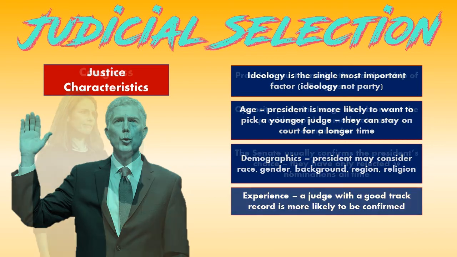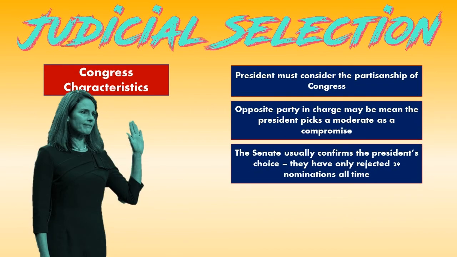Now, political parties do come into play a little bit, but not with the judges. Here, the president has to think about the partisan makeup of Congress. So if the president and the Senate are controlled by the same party, then the president's going to be able to pick almost whoever they want. But if the president is dealing with the opposite party in charge, then that's going to mean that the president needs to pick someone who is a moderate as a compromise. So if the president is a Democrat and the Senate is controlled by Republicans, the president can't just pick the most liberal judge he knows because that person's not going to get approved. The president needs to pick somebody more moderate, more in the middle, and the Senate is likely to confirm.